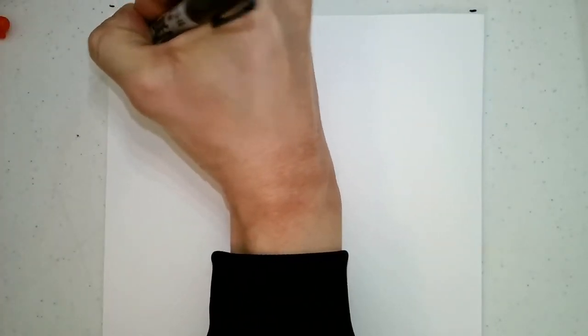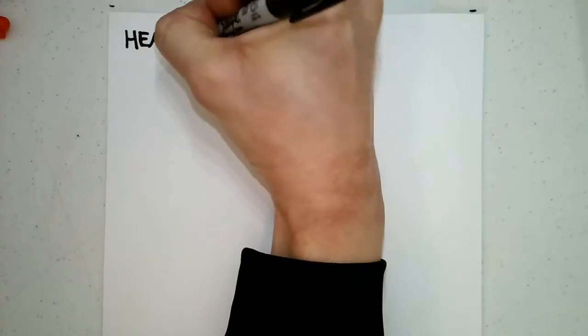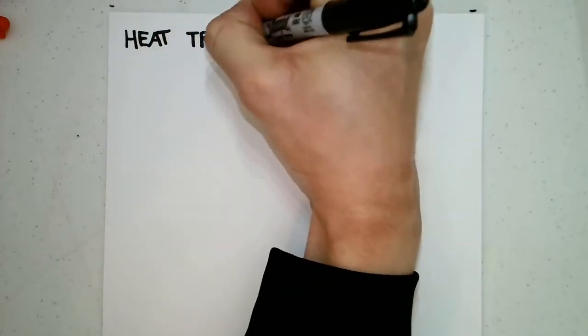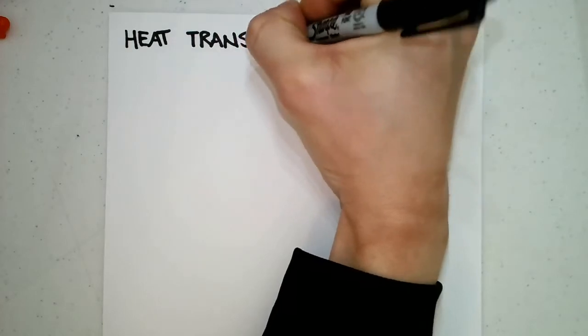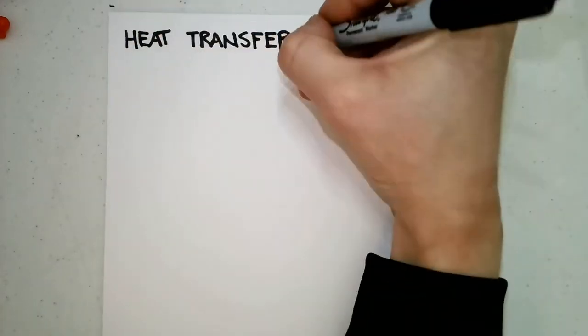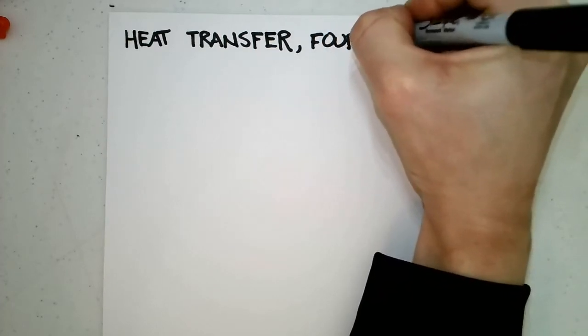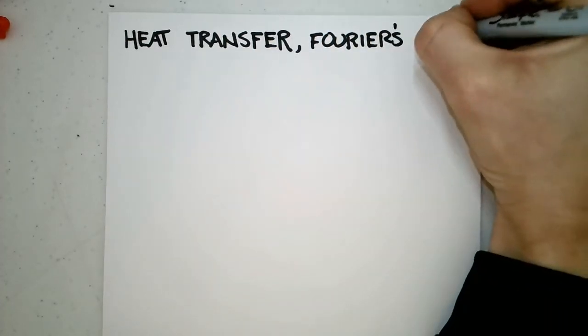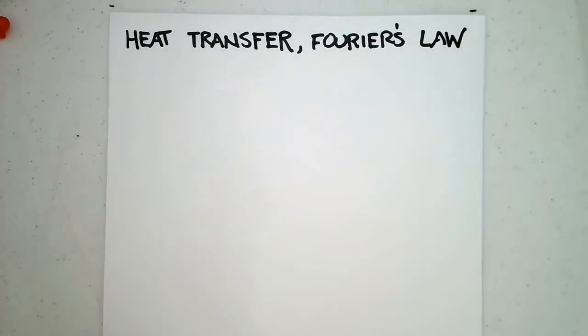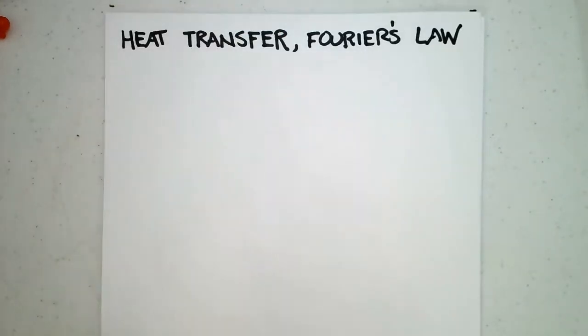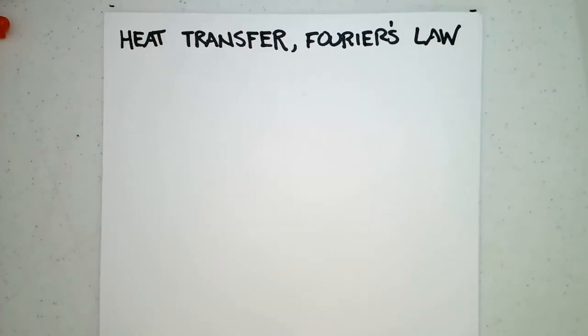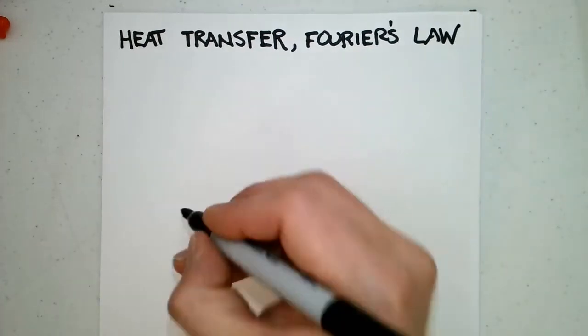Today, we are going to be looking at a cylindrical system. We're going to be looking at heat transfer. So this will be Fourier's law. And we will look at cylindrical systems. So this is going to be 1D. It'll be 1D in the radial direction.